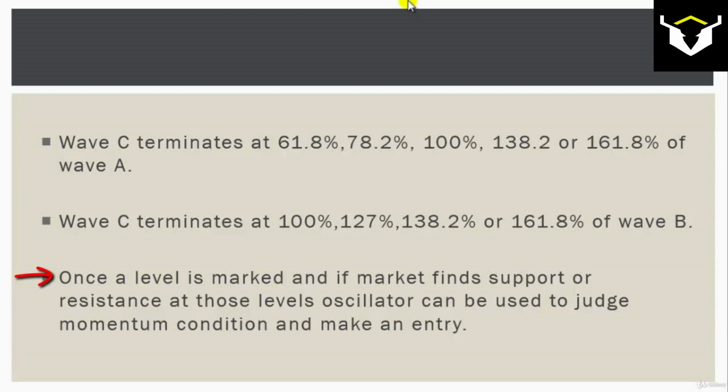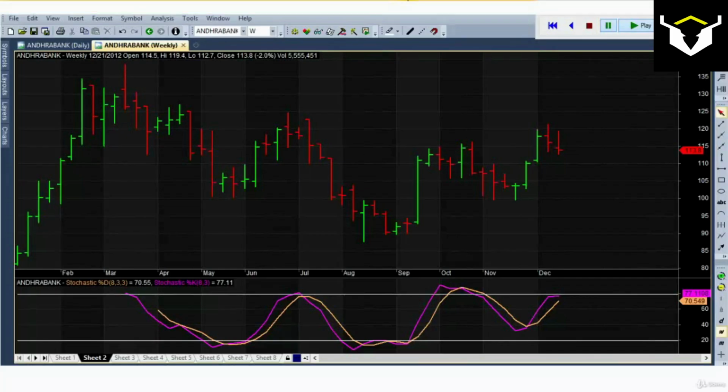Let's go ahead and learn from some examples. Following is Andhra Bank weekly chart, and as of the last bar, you can see it looks like prices are unfolding themselves in ABC wave structure. Alright, we don't know that, but assuming that prices are unfolding themselves in ABC wave structure, we will go ahead and plot levels for termination of wave C. As of the last bar, you can see oscillator is very close to oversold zone.